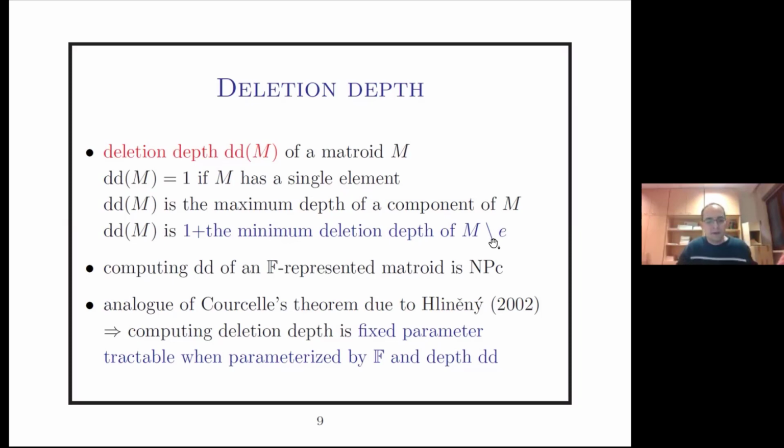So I'm going through all the elements of the matroid, trying to delete them, looking at the deletion depth of the resulting matroid, and taking the minimum of it. It can be shown that computing the deletion depth of even an F-represented matroid, even over a finite field, is NP-complete.